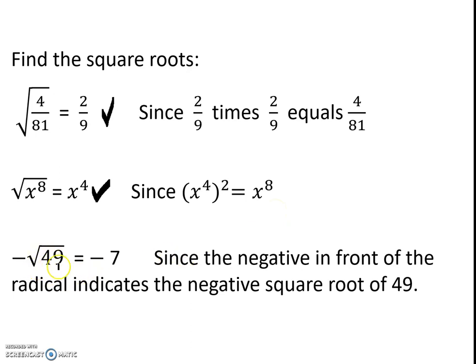Negative times the square root of 49. Since the negative in front of the radical indicates the negative square root of 49, we just take the square root of 49, which we know is 7, and that negative out front makes it -7.